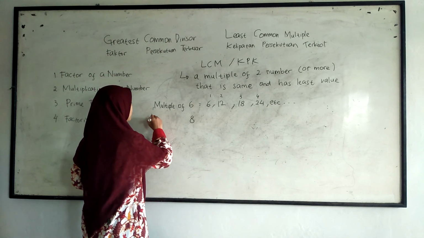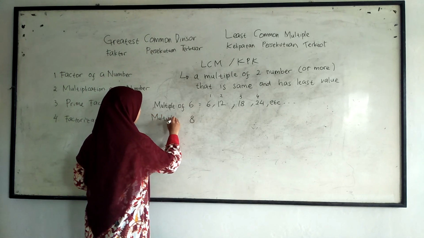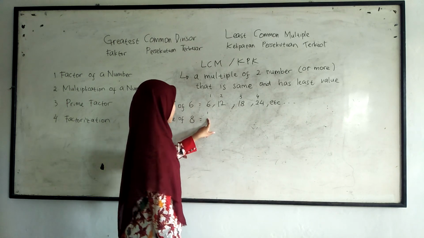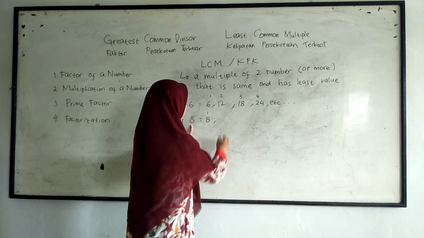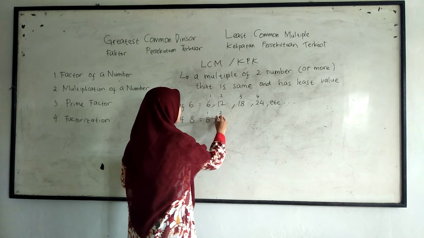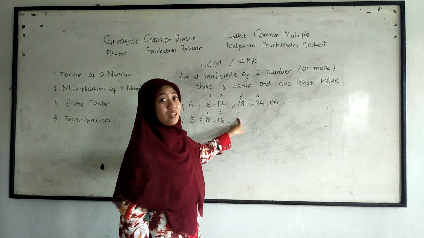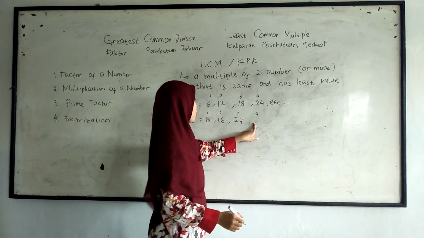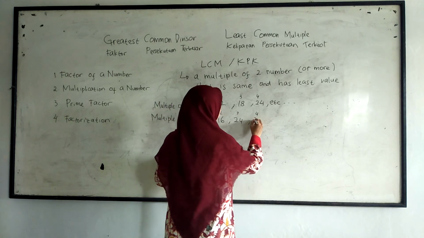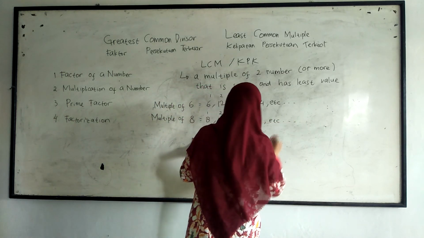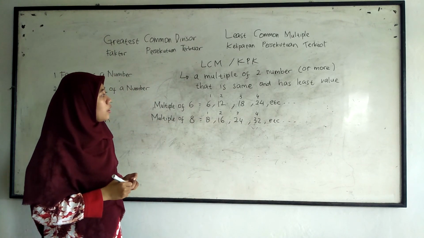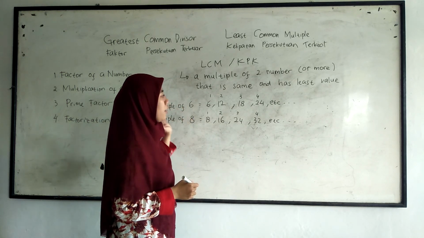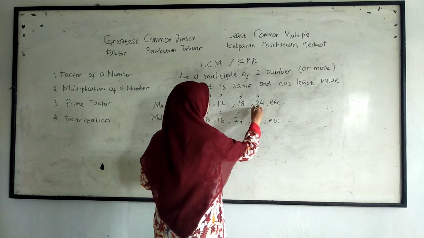Let's go to the multiple of number 8. 1 times 8 is 8. 2 times 8 is 16. And then 3 times 8 is 24. And then 4 times 8 is 32, etc. And then find out the same multiplication of 6 and 8. The same multiplication is 24.